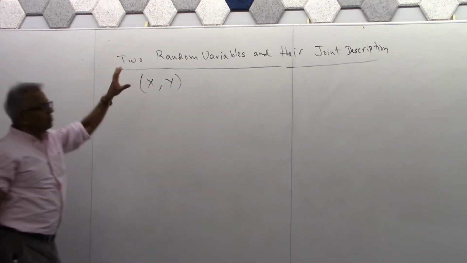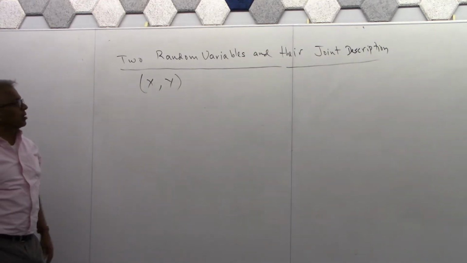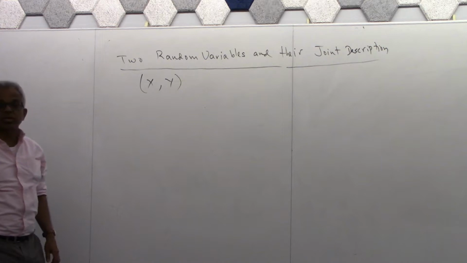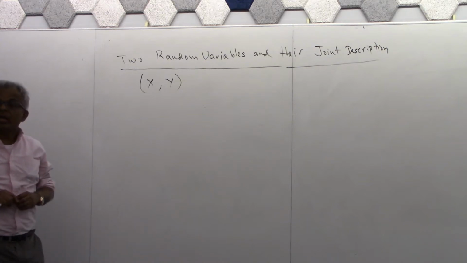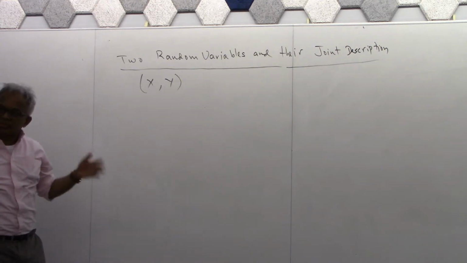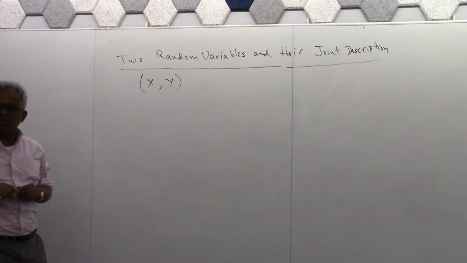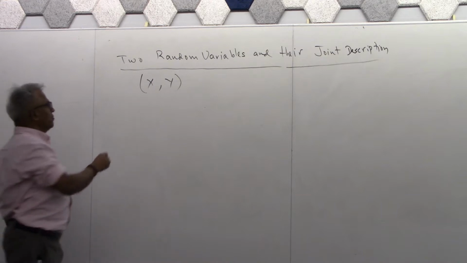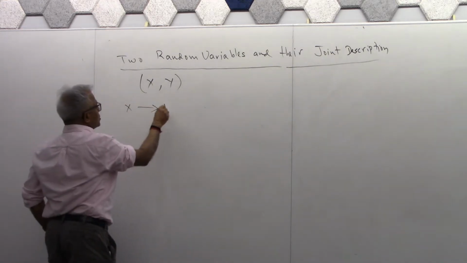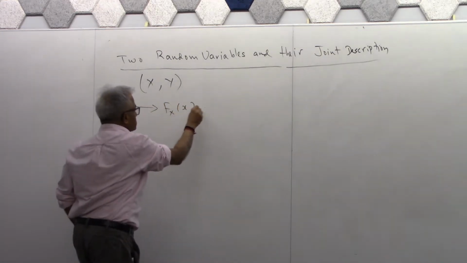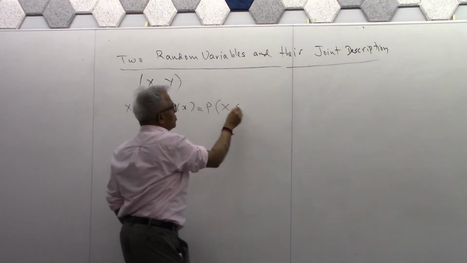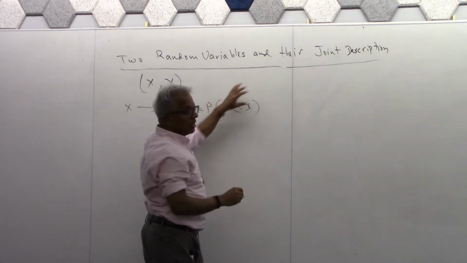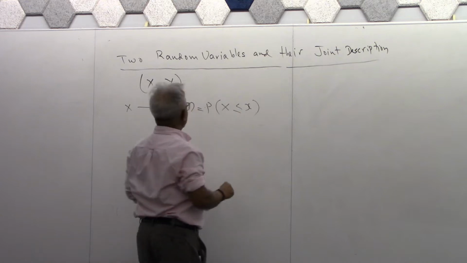Let's look at, or talk about, two random variables and their joint description. And once we understand two, it's easy to get on to 3, 4, etc. We already learned about one random variable, right? A random variable has its distribution function, which is the probability of the random variable taking values less than or equal to x.